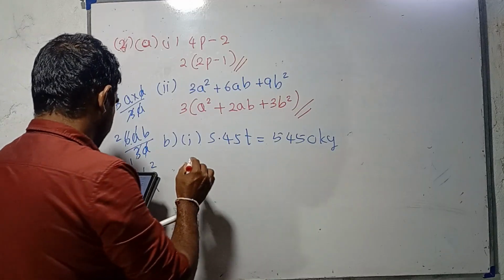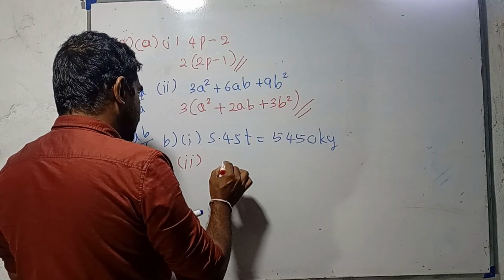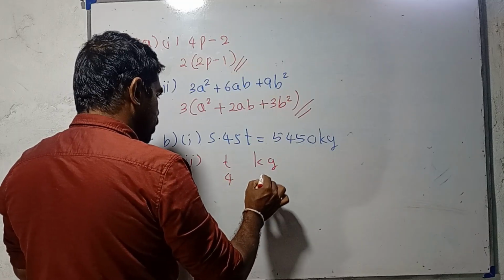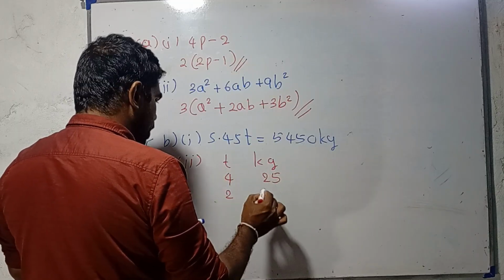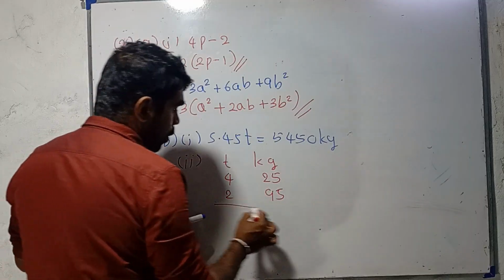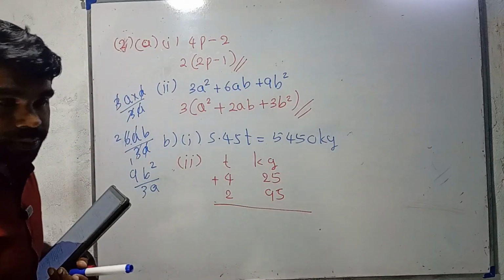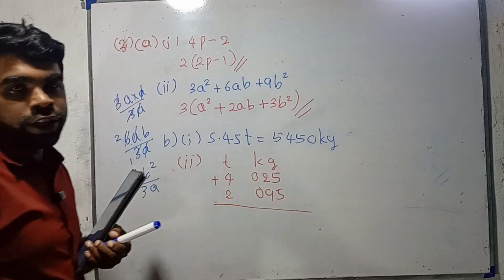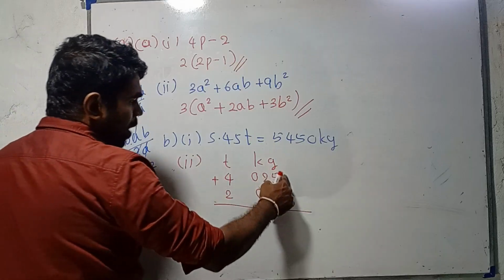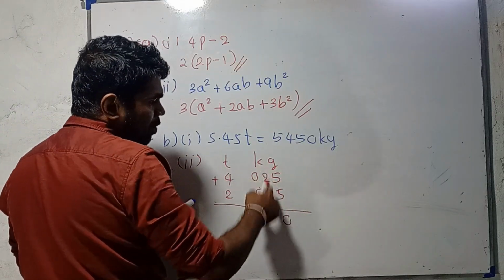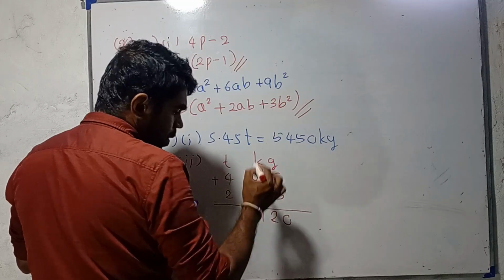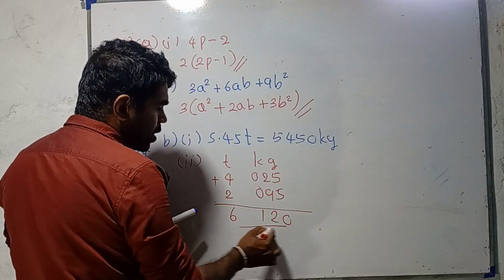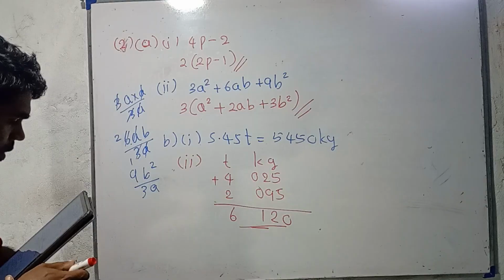Then part 2. We have to add the metric ton and kilogram values. 4 metric ton 25 kilograms. 2 metric ton 95 kilograms. But we have to remember that when adding, we have to put 2 zeros to these two places because we can write 3 digits in the kilogram side. 5 plus 5, 10, 1 remaining. 2 plus 1, 3 plus 2, 9, 12. We can write 12 because this term is 0. 4 plus 2, 6. 6 metric ton and 120 kilograms.